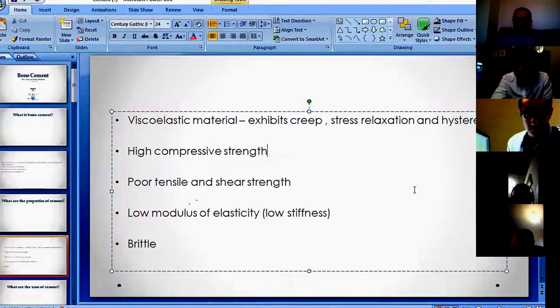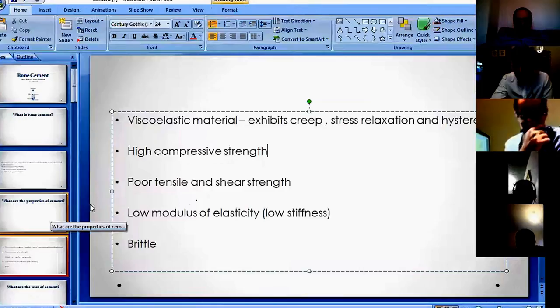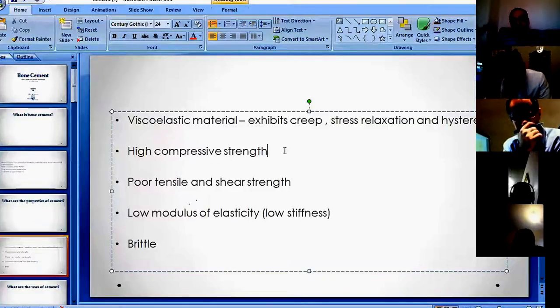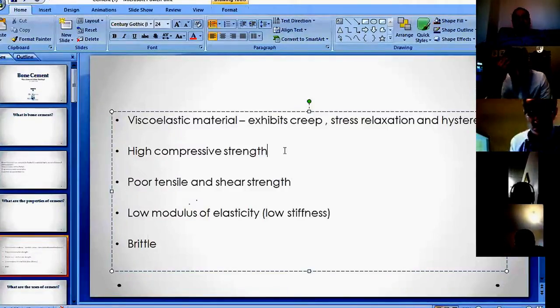So we've started with the biomechanical properties of bone cement. It's a viscoelastic material, and here the examiner could go into the viscoelastic properties. But please straight away tell the examiner what a viscoelastic material is. It exhibits 3 characteristics: creep, stress relaxation, and hysteresis. And then the examiner might, if they want to, take you in the direction of drawing curves and stuff like this.